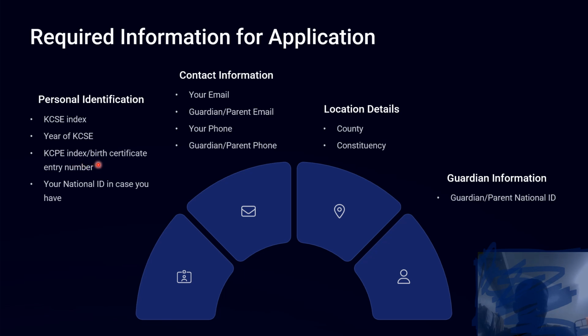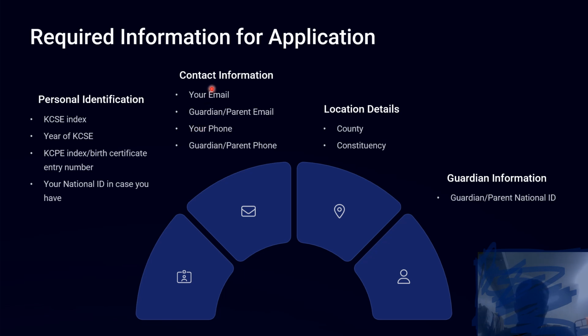Now, the birth certificate entry number is found on the upper right corner of your birth certificate. That is the number that we're going to use in case you have forgotten your KCPE index, or it doesn't work for your portal. Just use your birth certificate entry number as your password. You can use your national ID in case you have it, or if you don't have it, don't worry.